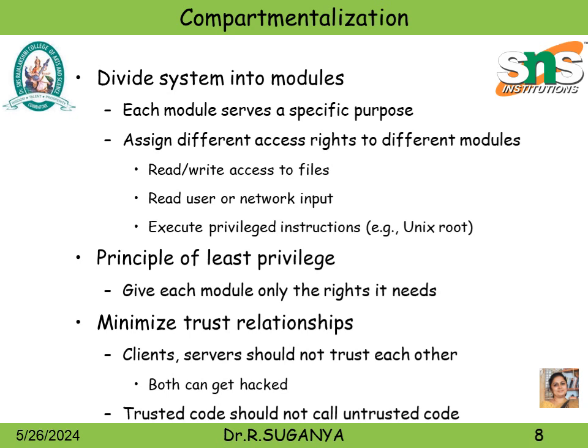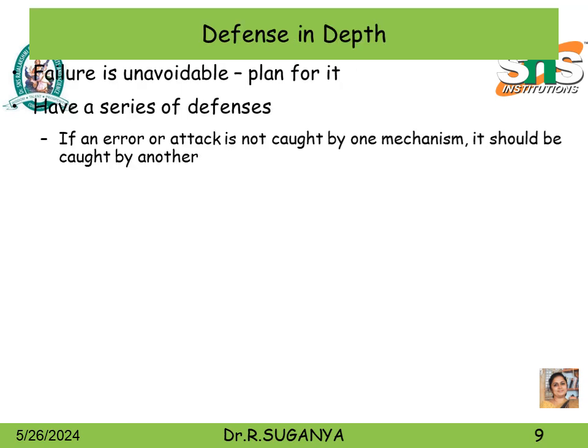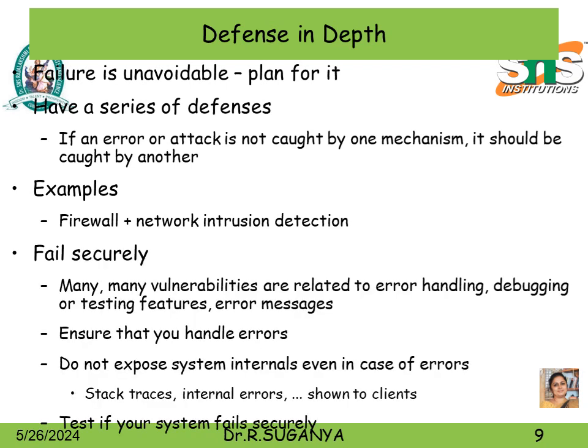Minimize trust relationships. Client and server should not trust each other. Both can get hacked. Trusted code should not call untrusted code. Failure is unavoidable. Plan for it. Defense in depth, that is, have a series of defenses. If an error or attack is not caught by one mechanism, it should be caught by another. Examples: firewall plus network intrusion detection.